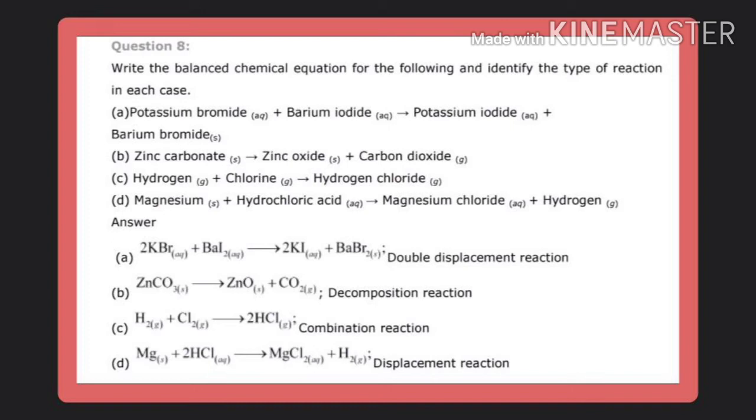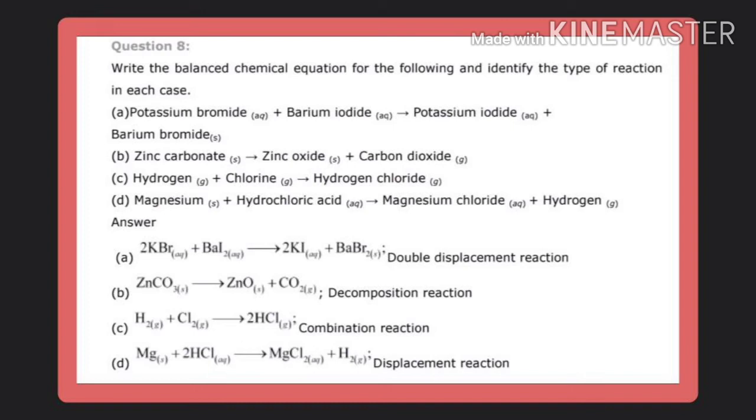Next one, zinc carbonate gives zinc oxide plus carbon dioxide. Now this happens on heating, okay, when you heat it. So this is an example of decomposition reaction. Also on the top of the arrow mark, you can simply write heat in this reaction. The third one is hydrogen plus chlorine gives hydrogen chloride. That is your H2 plus Cl2 gives HCl. This is an example of two elements combining together, so it is a combination reaction.